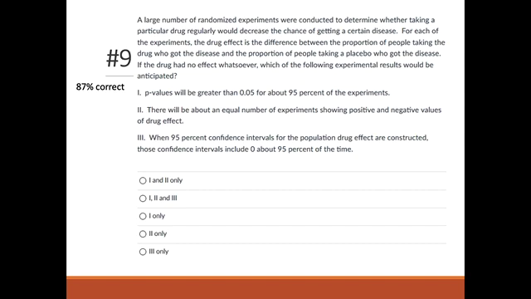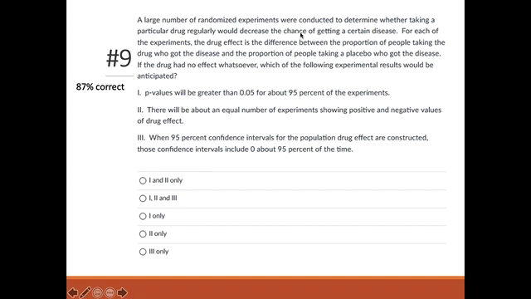So in this question, we are assuming that between these two drugs, the drug has no effect. So there's no difference between the effectiveness of the drug and the effectiveness of the placebo. So understand, what we are looking at here is a large number of randomized experiments that were conducted. We're looking not at large samples, we're literally looking at a large set of experiments that have been used to determine whether taking a particular drug would decrease the chance of getting a certain disease. So we're looking at comparing the chance of getting a disease between using the drug and using a placebo.